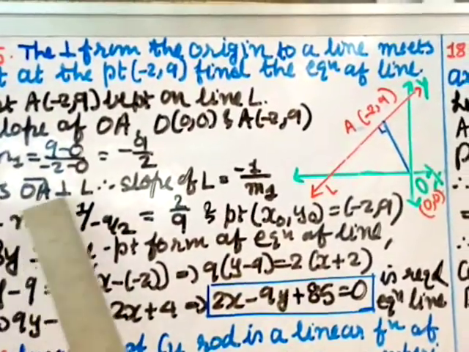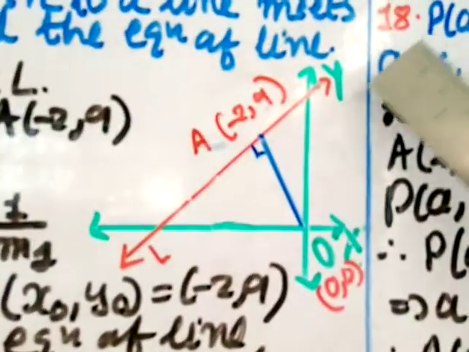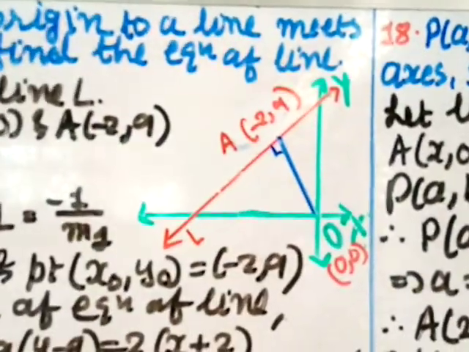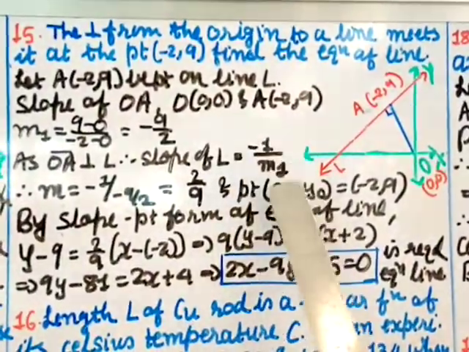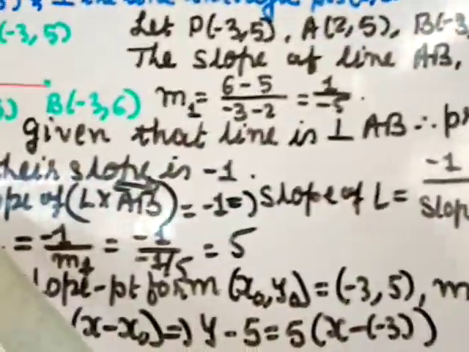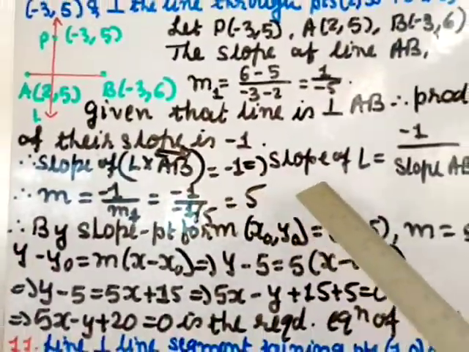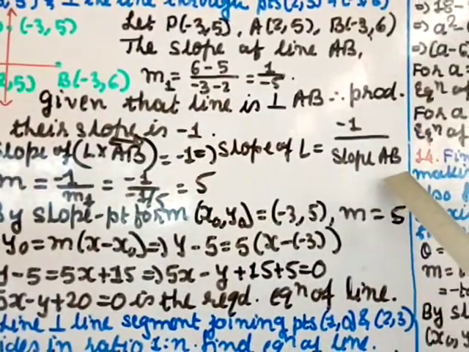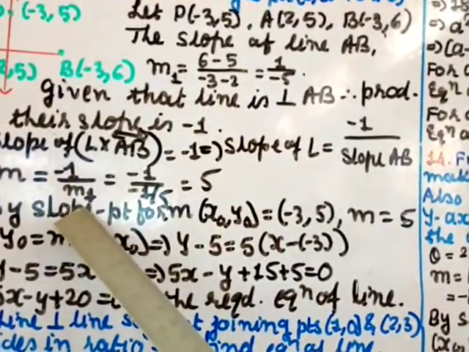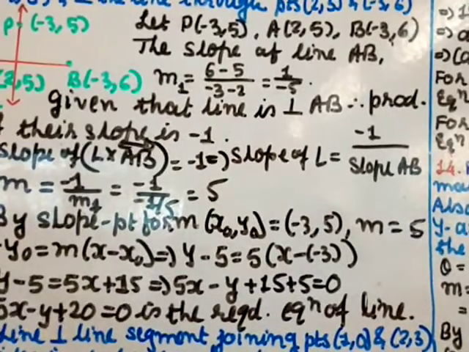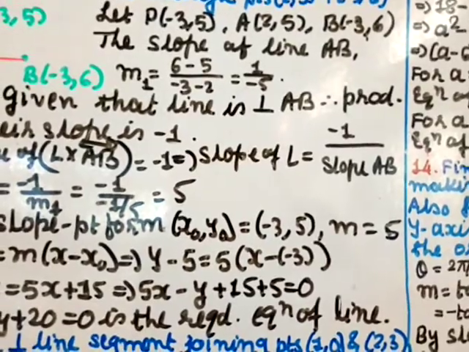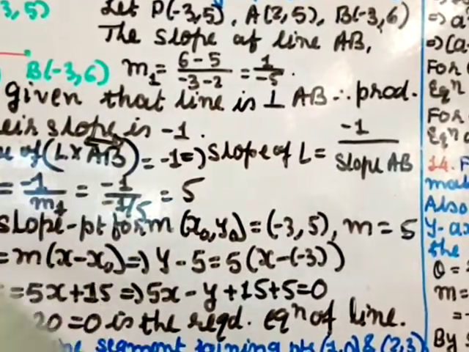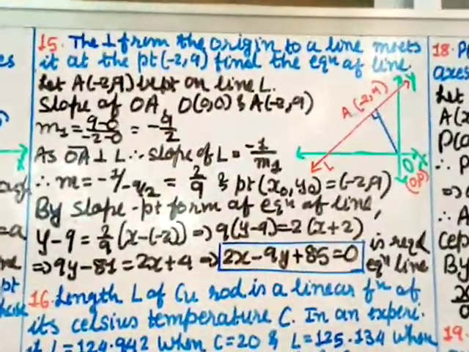Now as OA is perpendicular to the line L, that means the product of the slopes is minus 1. So we can say slope of L equals minus 1 by m1. What I had used before: slope of L into slope of AB is equal to minus 1. This implies slope of L equals minus 1 by slope of AB, or m is equal to minus 1 by m1. You can remember only this also, enough. If two lines having slopes m and m1 are perpendicular, then the relation between their slopes is m = minus 1 by m1. You can remember that directly, or write it always and solve it.